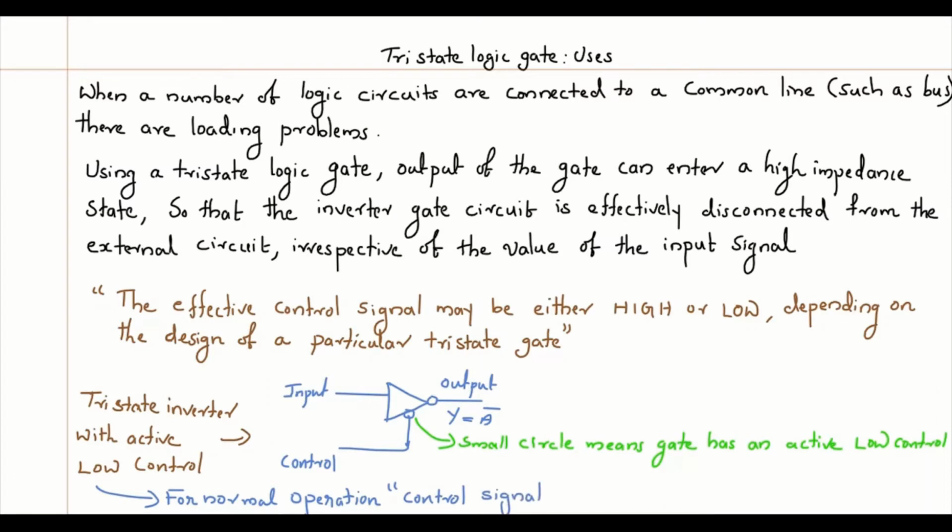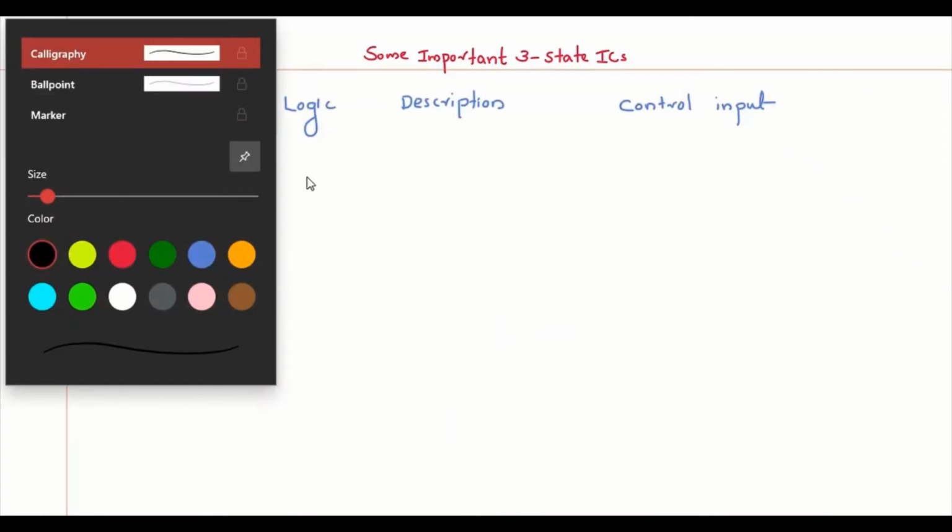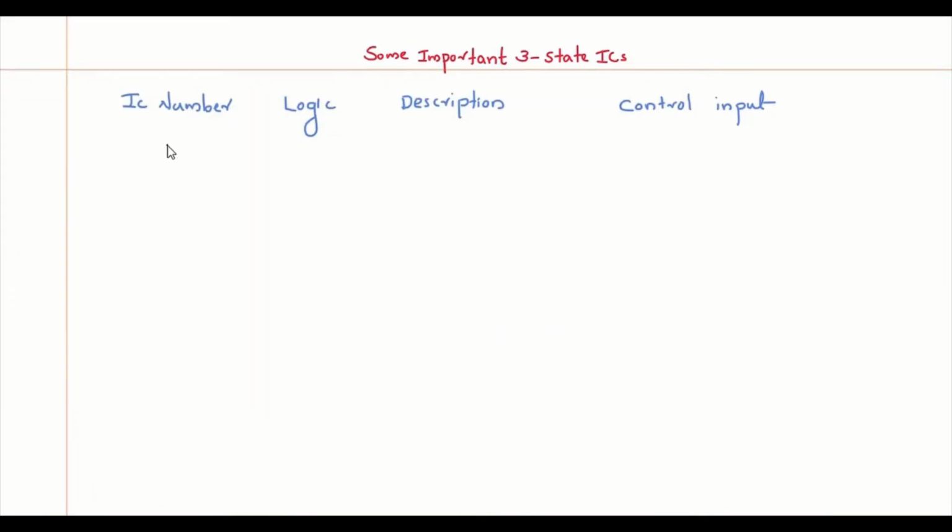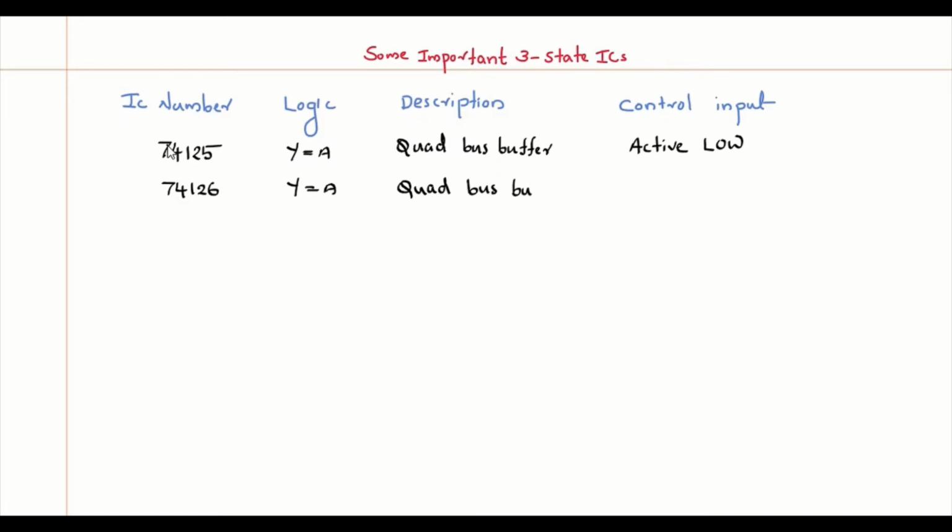A tri-state inverter with active low control means for normal operation of the gate, the control signal is kept at 0. That is, the control signal is kept at low. Let us see some important three-state ICs. IC number 74125, it is a quad bus buffer with an active low control input. Then 74126, it is a quad bus buffer with active high input.